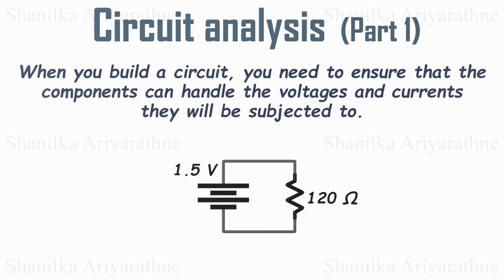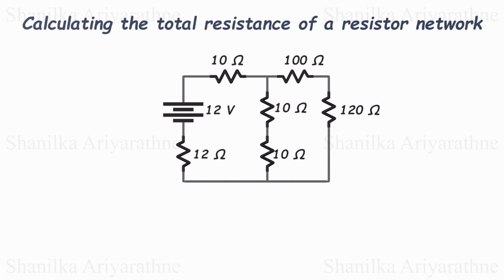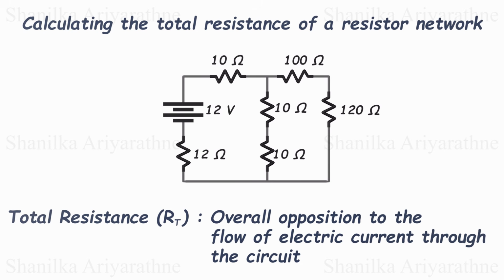Here we have the simplest form of a circuit with only a resistor and a battery. For this kind of simple circuit, we can directly apply Ohm's law and calculate the current. But practically, most circuits are not as simple as this. We need to learn how to analyze complex circuits like this. The key skill is calculating the total resistance of a resistor network. Total resistance is the overall opposition to the flow of electric current through the circuit.